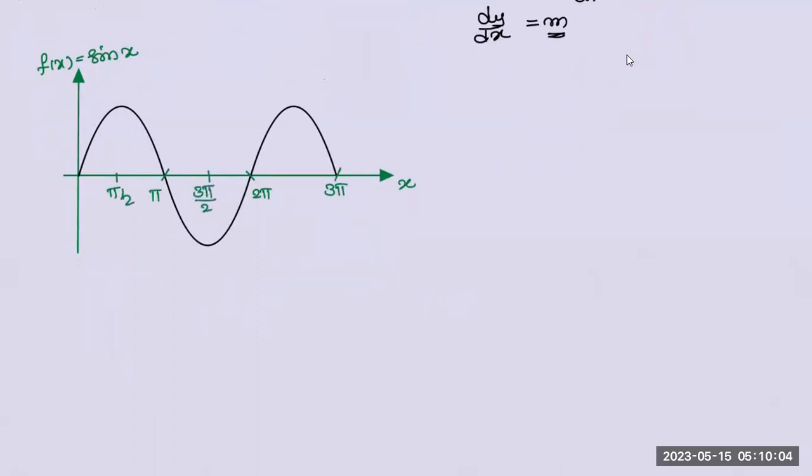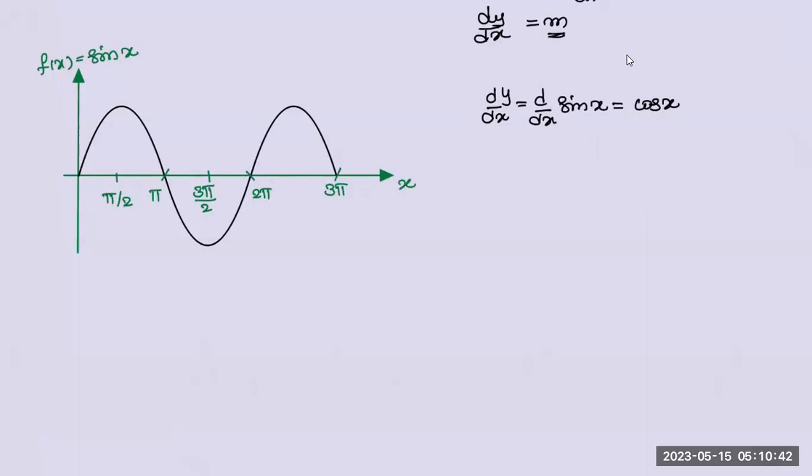Good. Now we try to apply whatever we learned in this case. Now, concentrate here. If I take dy/dx, it is equal to d/dx of sin x. Differentiation of sin x is what? Tell me. Cos x. Okay. The differentiation is nothing but cos x.